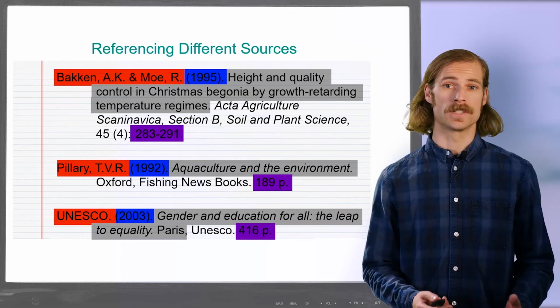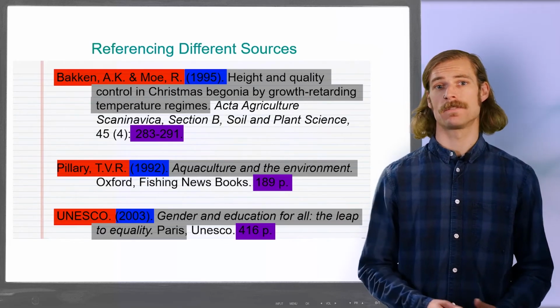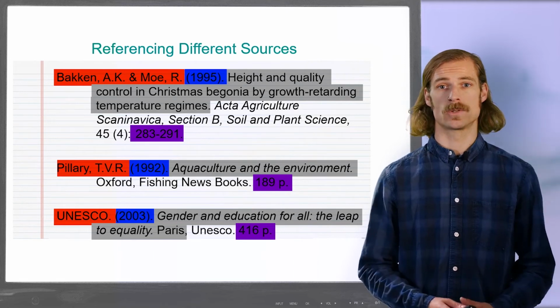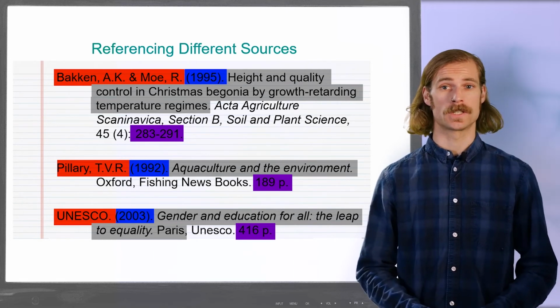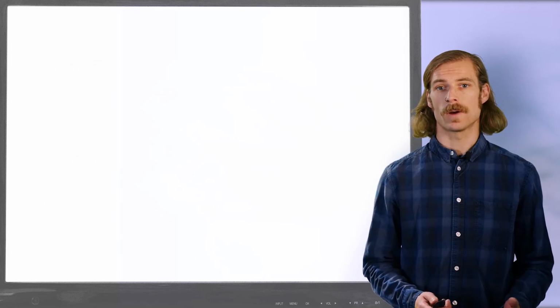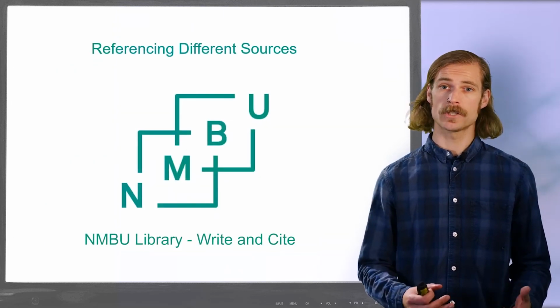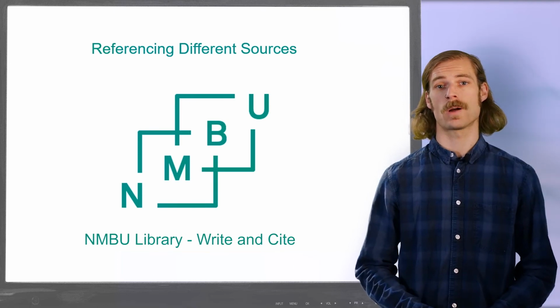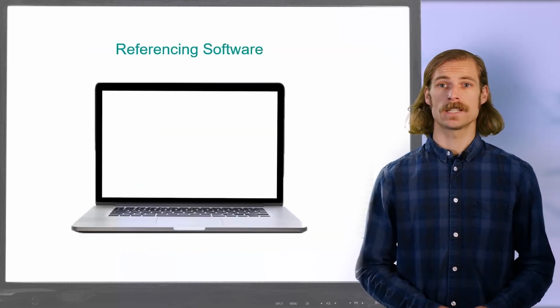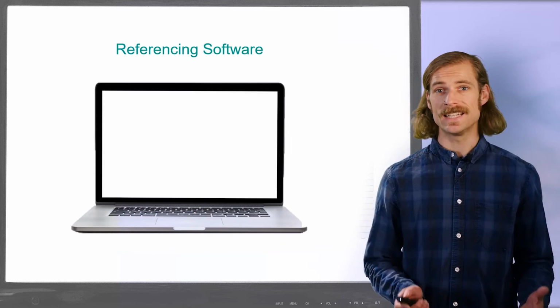Knowing how to reference each type of source may seem difficult at first, but there are many online resources available to help you reference sources correctly. Using a reference manual, like the NMBU Write and Cite library page, is one such source available to help you reference properly. Making a reference list seems like a lot of work, but it does not need to be.